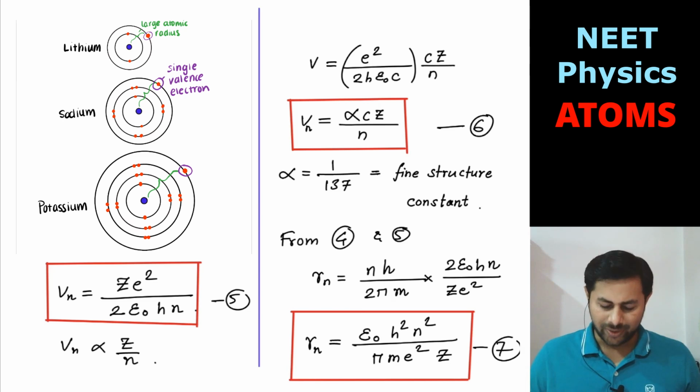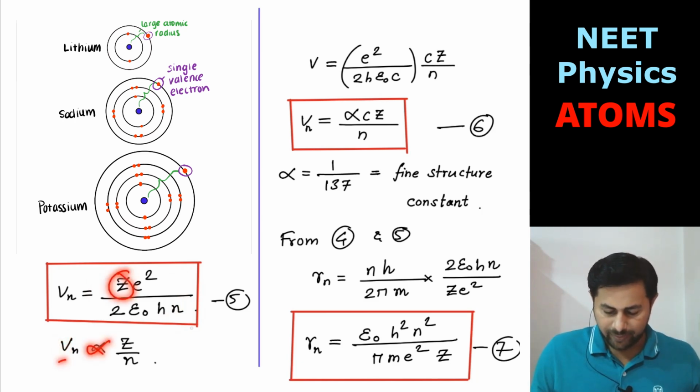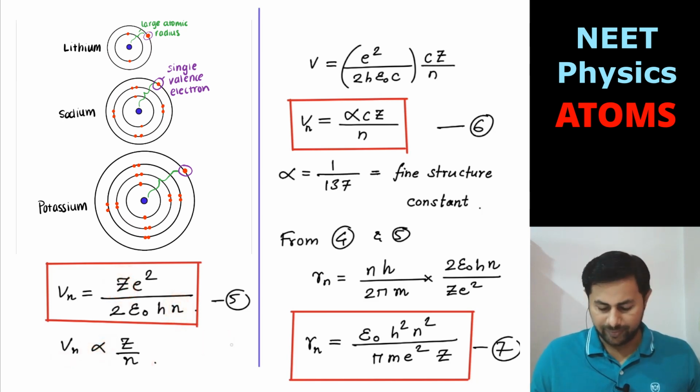So let us first recall the formulas that we saw yesterday. The velocity of electron in nth Bohr orbit of an alkali atom is given by this formula. It is z times e square divided by 2 epsilon naught h n, right? So this formula is rarely used, but still we need to remember this. Looking at this formula, you can get an idea that Vn is directly proportional to Z by n. Okay, so Z is the atomic number of alkali atom and n is the principal quantum number. Or you can simply say it's the orbit number.